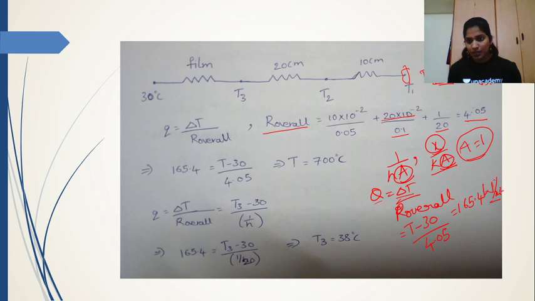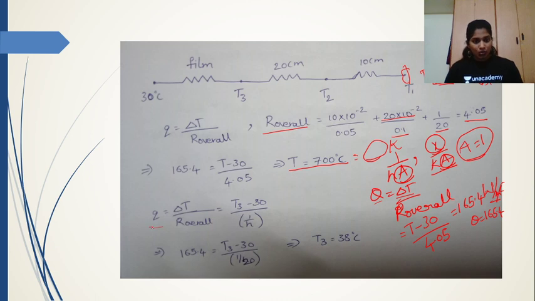We can take the units as rate of heat transfer equal to 165.4. From this, after calculating, we are getting a temperature of 700 degrees centigrade. So the outside temperature of the wall will be 700 degrees centigrade. You can convert it into Kelvin. Whatever dimensions they have asked about, you have to select that option.